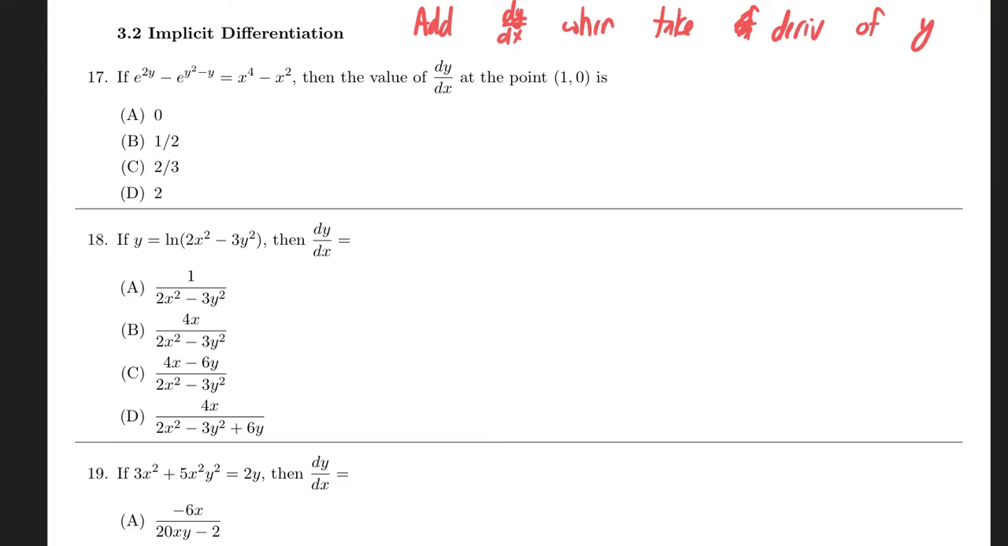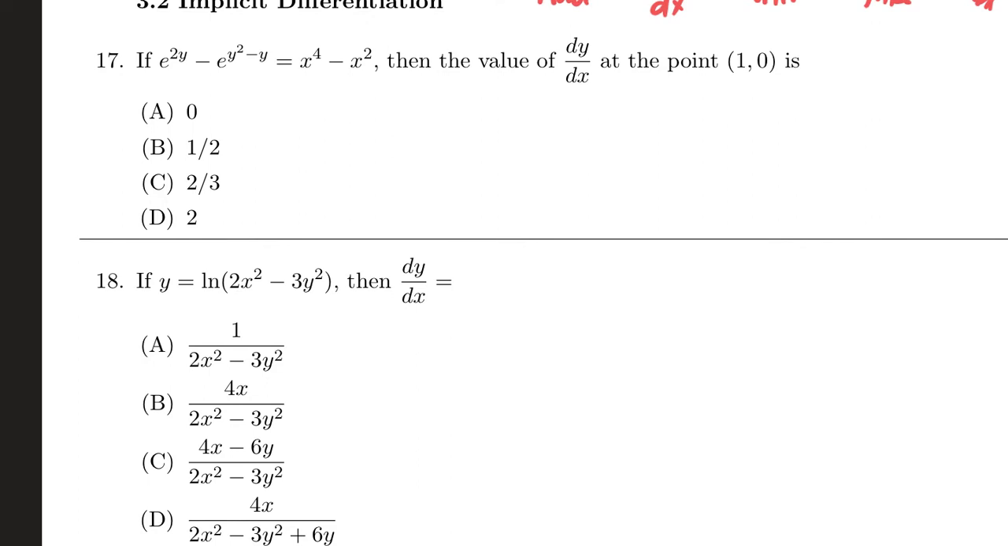So for this one, we're trying to do the implicit derivative. The first thing we do is to take the derivative of e to the 2y. It's actually a chain rule because we have this 2y inside of e. So e to the 2y times the derivative of 2y is 2 dy dx.